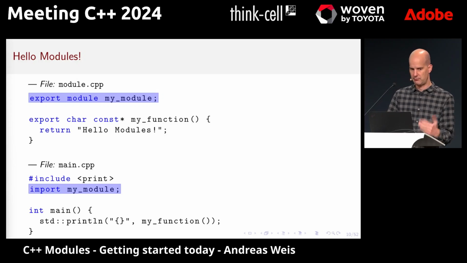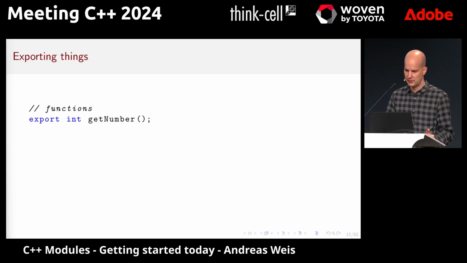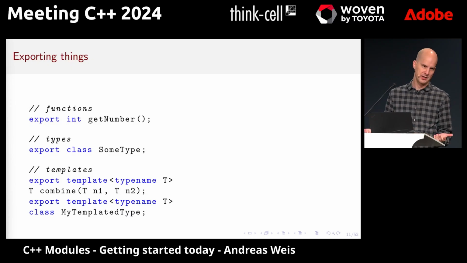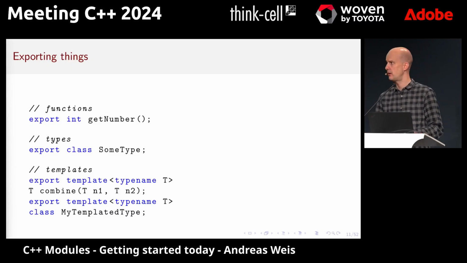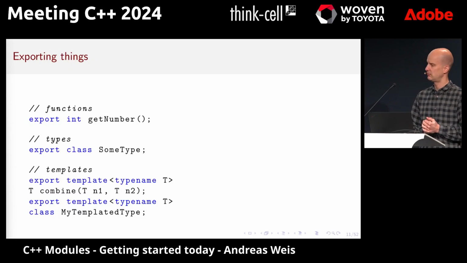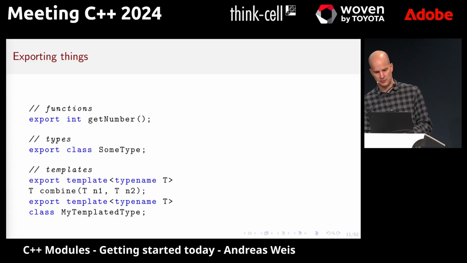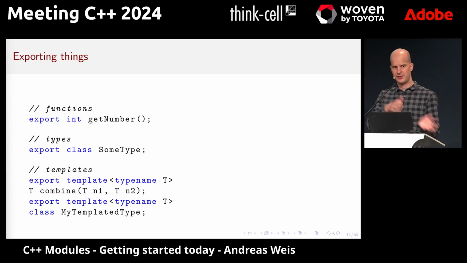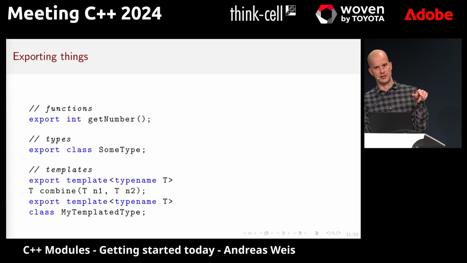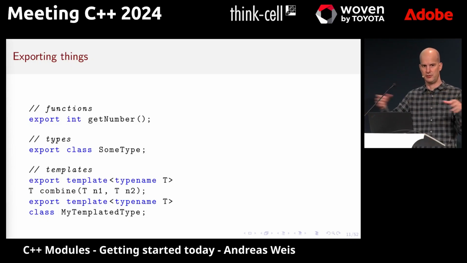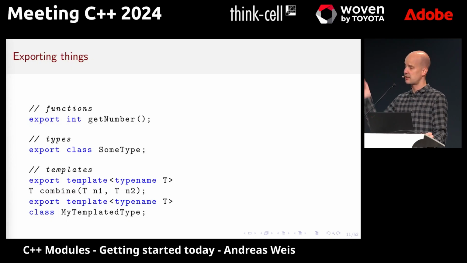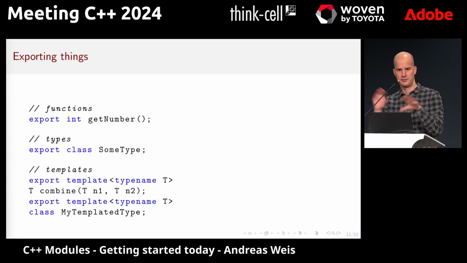So let's take a look at the different kinds of things that we can actually export. We can export functions, as we've seen. We can also export types. We can also export templates. And here's another minor gotcha. If you're like me, you might be tempted to put the export on the second line of those declarations, after the template angle brackets, because that's the place where we usually accumulate all of these keywords that we tend to write in front of declarations. But the export actually goes before the template angle brackets.